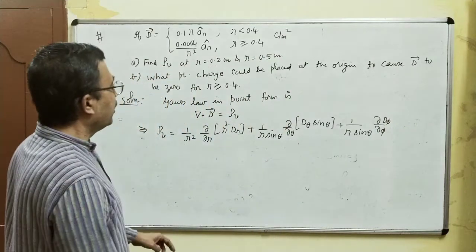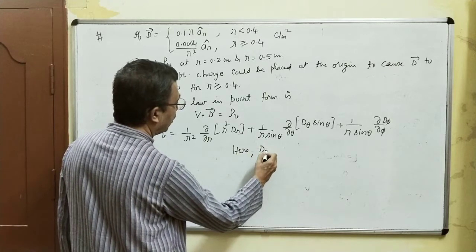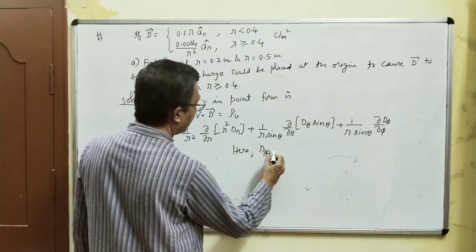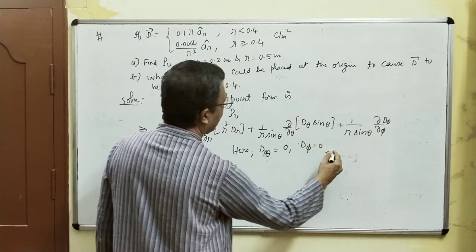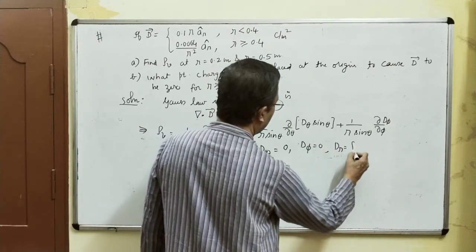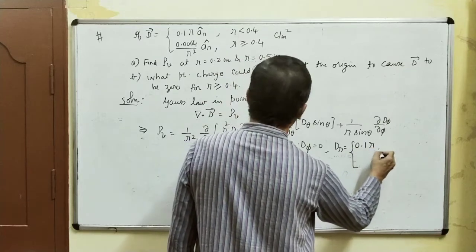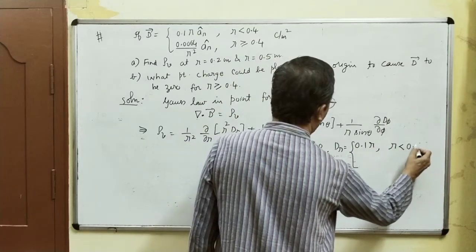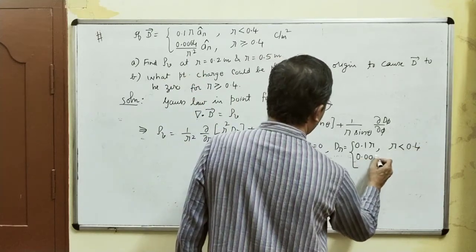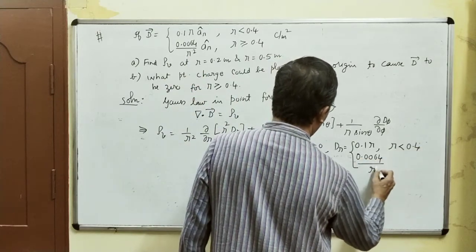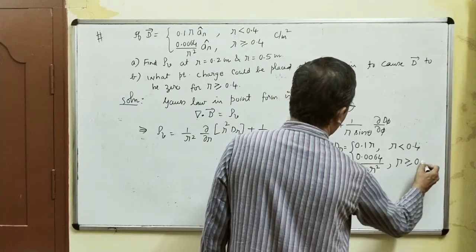In this case, here D theta equals 0. D phi equals 0. Dr is what? Dr is equal to 0.1 into r for r less than 0.4 from here, and 0.0064 divided by r square for r greater than or equal to 0.4.